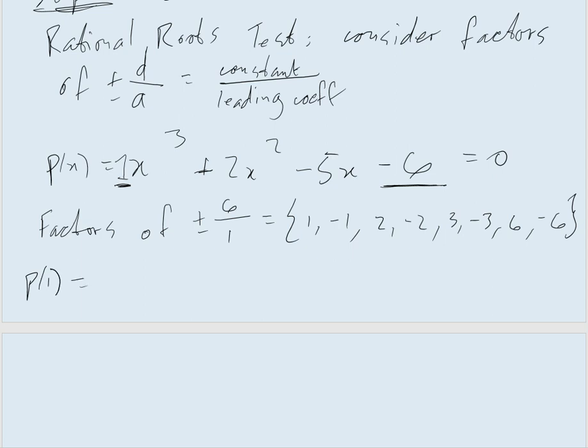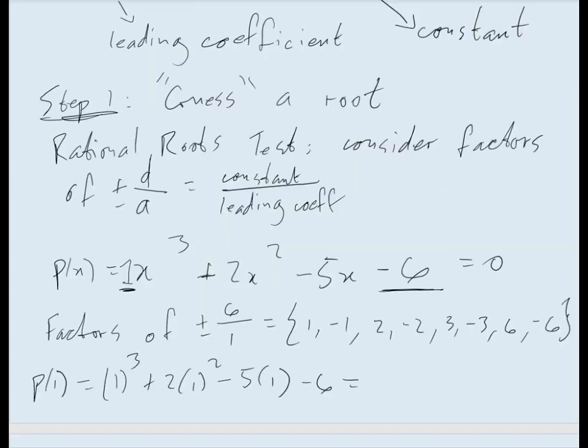If we plug p of 1 in, we get 1 cubed plus 2 times 1 squared minus 5 times 1 minus 6. And what is this equal to? This gives us 1 plus 2 minus 5 minus 6, which is 1 plus 2 is 3, 3 minus 5 is minus 2, and minus 2 minus 6 is minus 8, and this is not 0. So 1 is not a root. Now let's try the next value in our list.